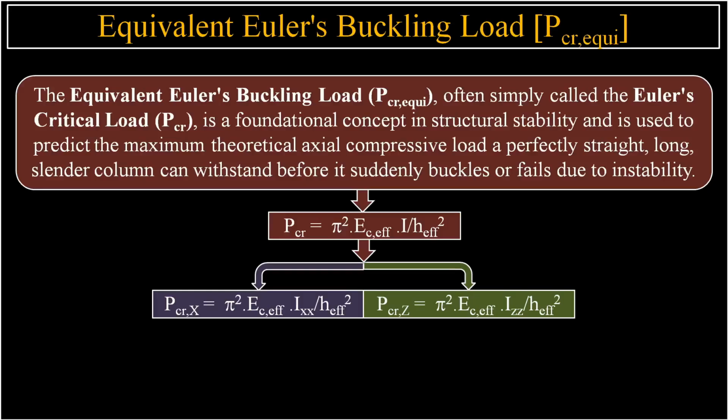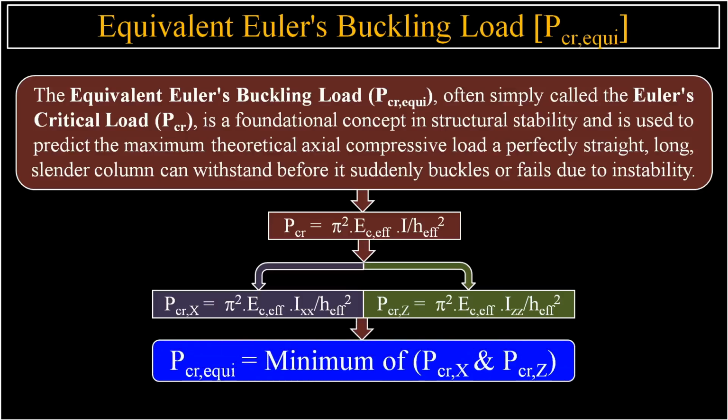Crucially, for a reinforced concrete column, the correct term for E is not the short-term, static modulus of elasticity, EC. Instead, we must use the effective modulus of elasticity, ECEFF, to account for time-dependent effects like creep. We will discuss the calculation of this effective modulus and the effective moment of inertia, IEFF, in the later half of this video.